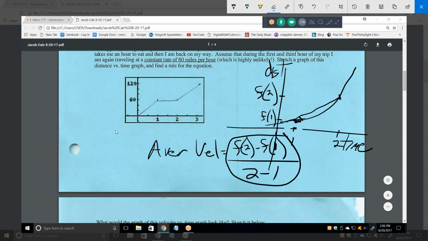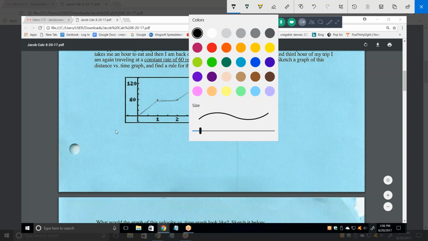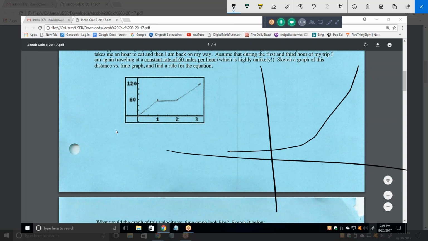Let me draw this thing again, just so you are with me here. A little bit bigger. Now, what I want is the velocity at that point right there.